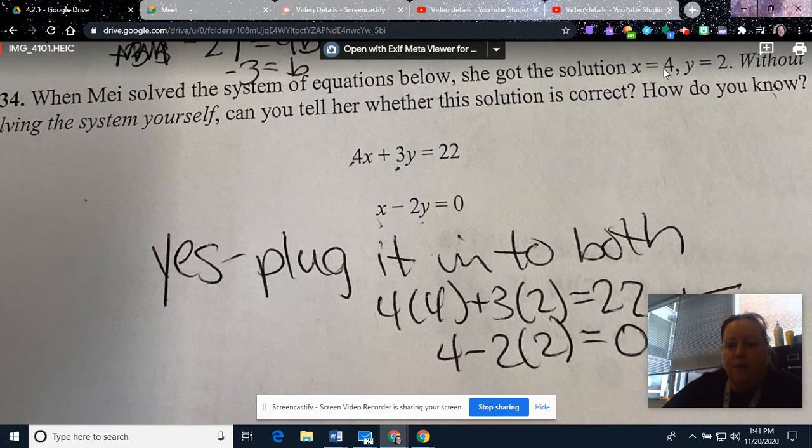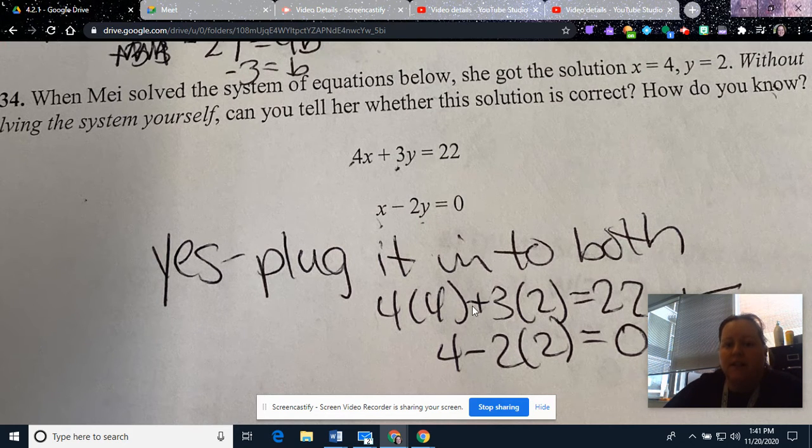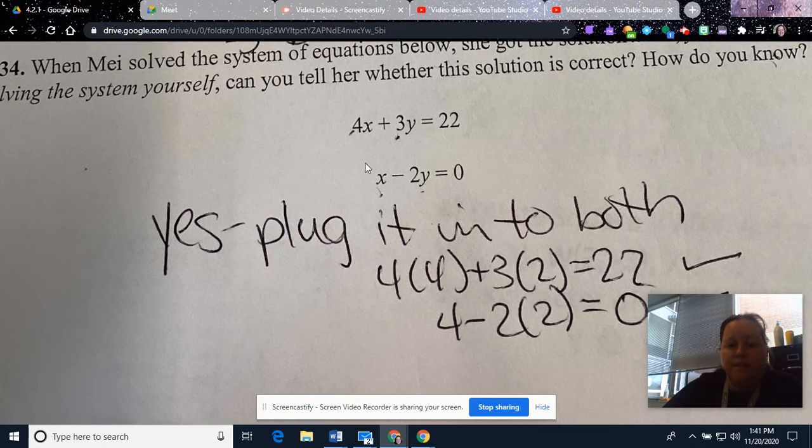Well, you are going to know because you can plug in 4 for x and 2 for y, and if it works for both equations, then you know that you're good to go. So let's try to plug it in.